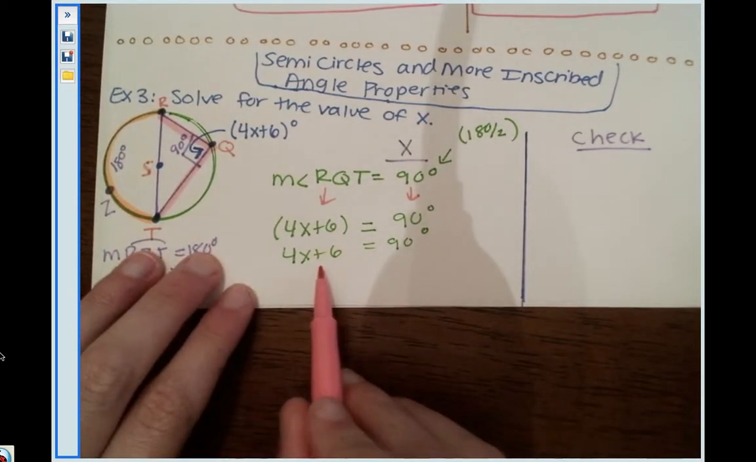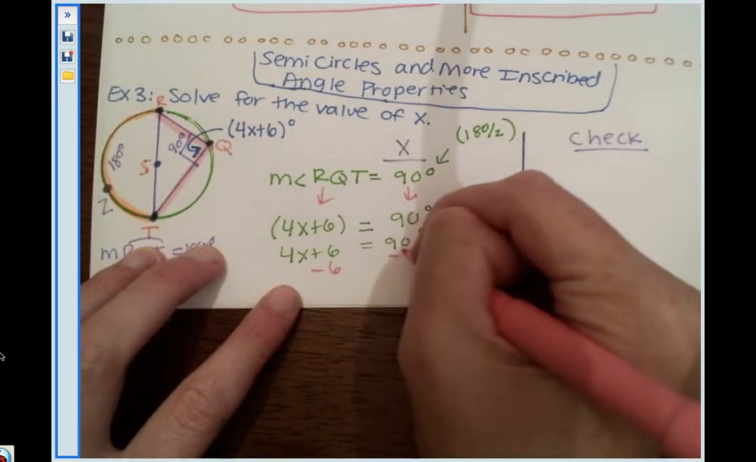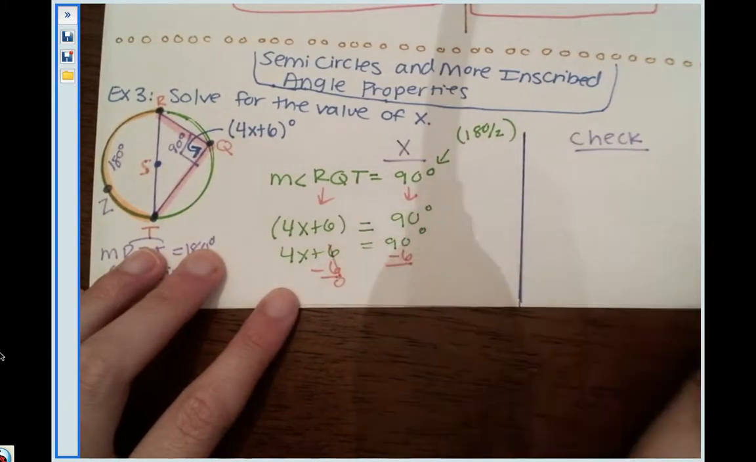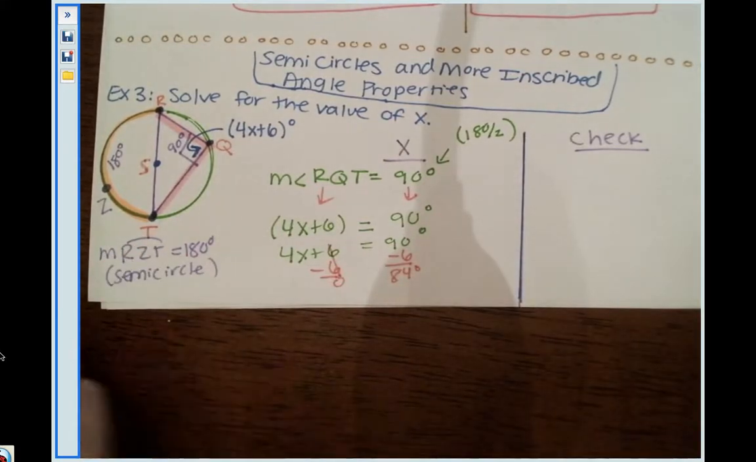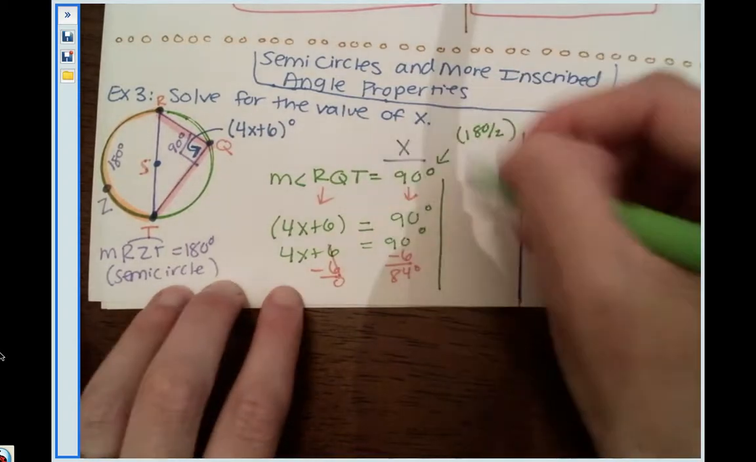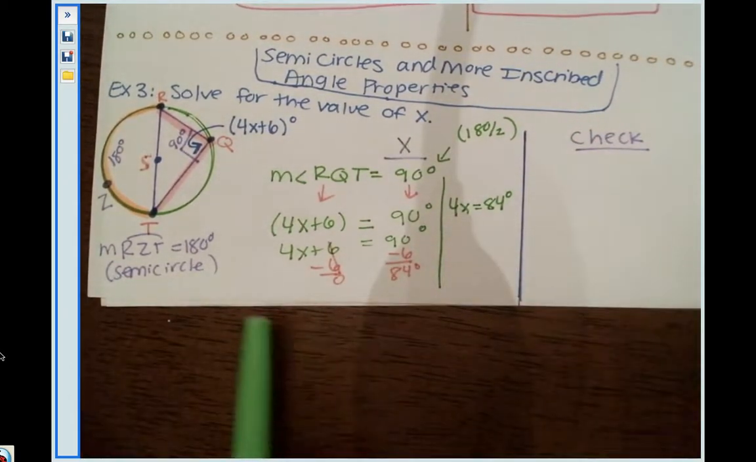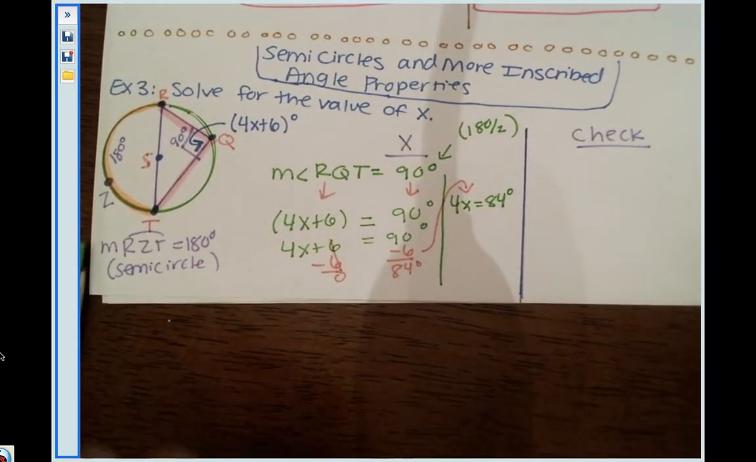Okay, how would I move a positive 6 to the other side? I would subtract 6 on both sides, which 6 minus 6 cancels and turns to 0. 90 minus 6 is 84 degrees. And like normal, I'm running out of room, so I'm going to squeeze it in over here. So we have 4x equals 84 degrees. Sorry, guys, running out of space. Okay, I'm almost done, though.